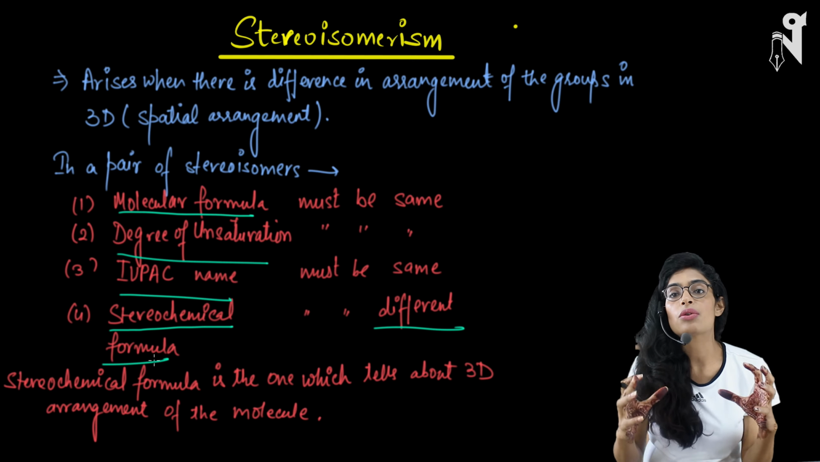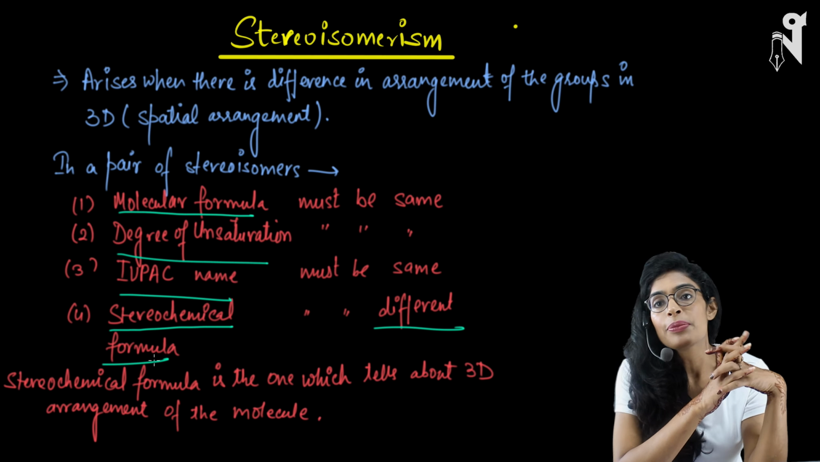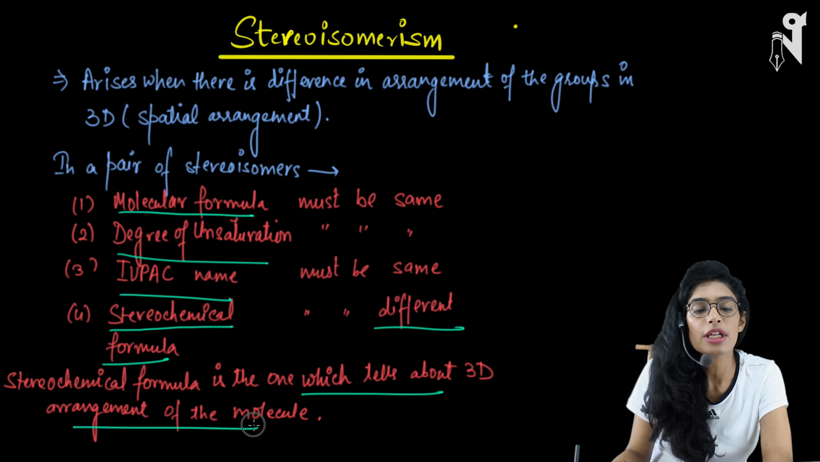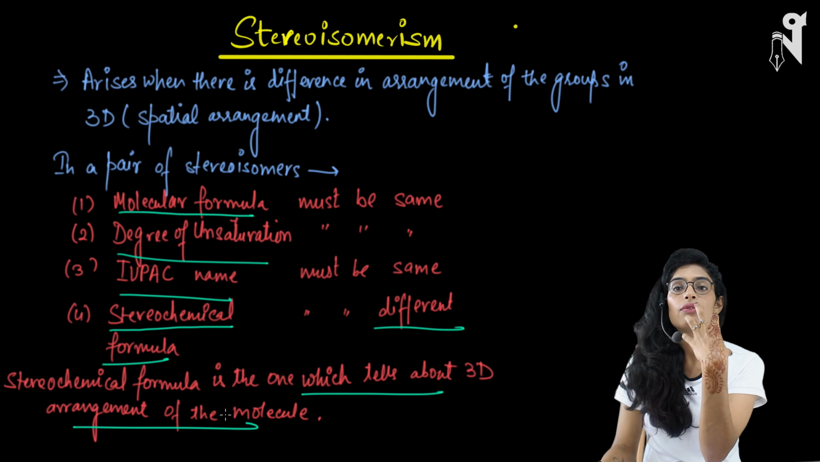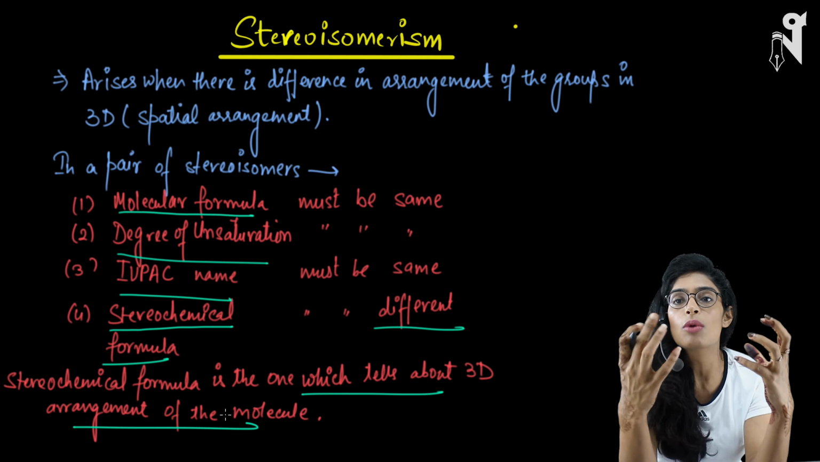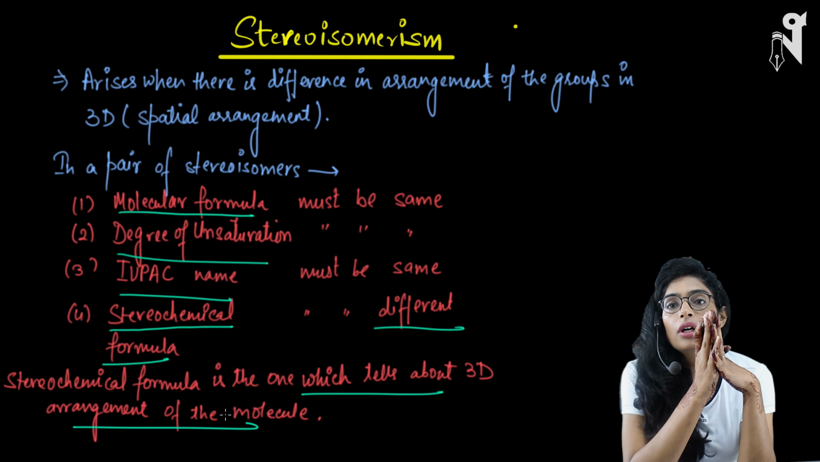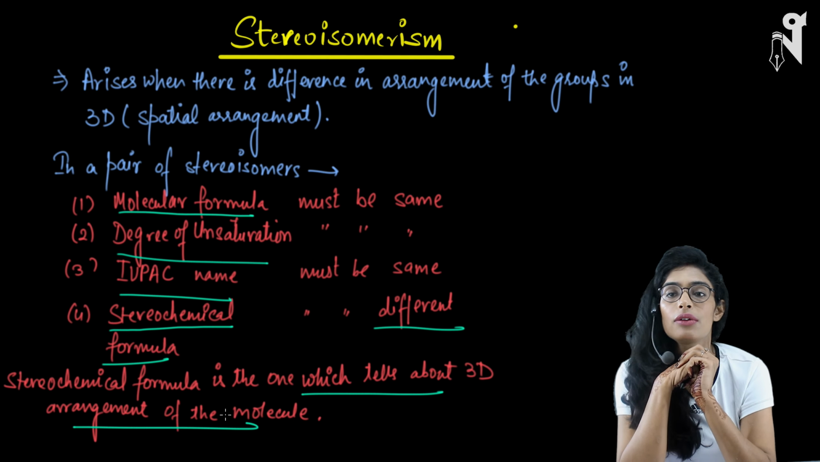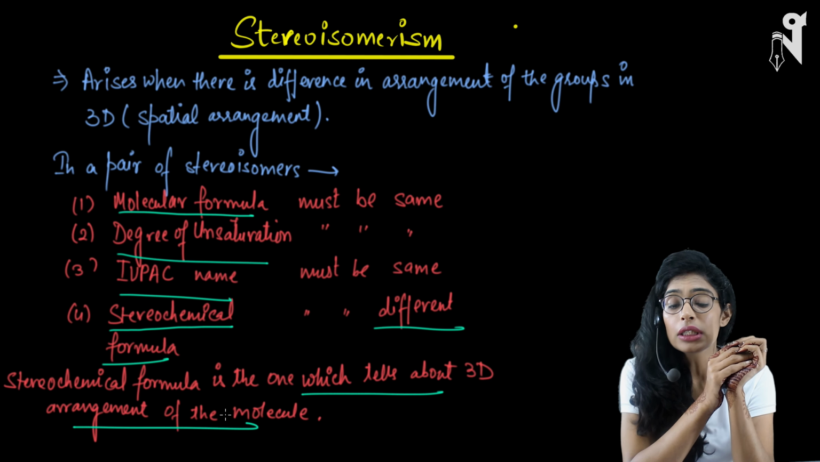The stereochemical formula is the one which tells us about the 3D arrangement of the molecule, how the groups have been arranged in space, how a viewer can view it, what is towards the viewer and what is away from the viewer's eye. All that arrangement which changes is called the stereochemical formula. So this is the basics of stereoisomerism which you have already learned.